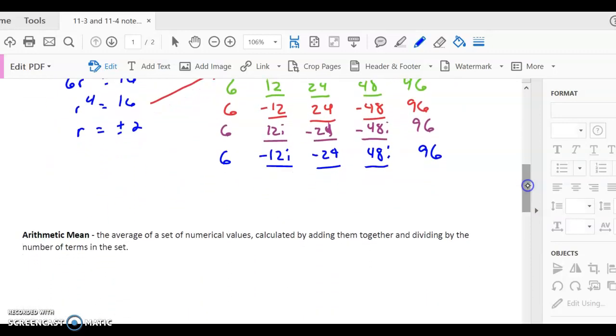Arithmetic mean. Hopefully you remember arithmetic mean. It's a fancy word for average, basically. The average of a set of numerical values calculated by adding them together and dividing by the number of terms in a set. That's something that you've grown up learning.